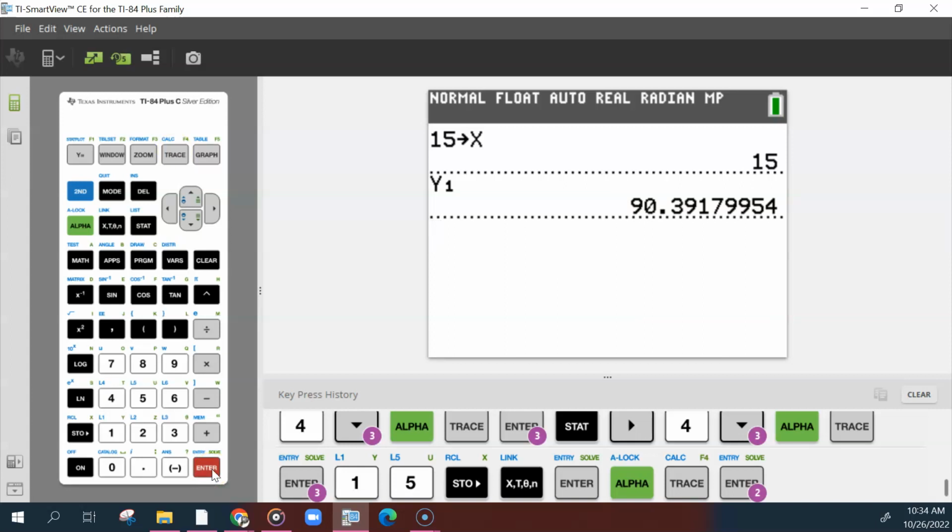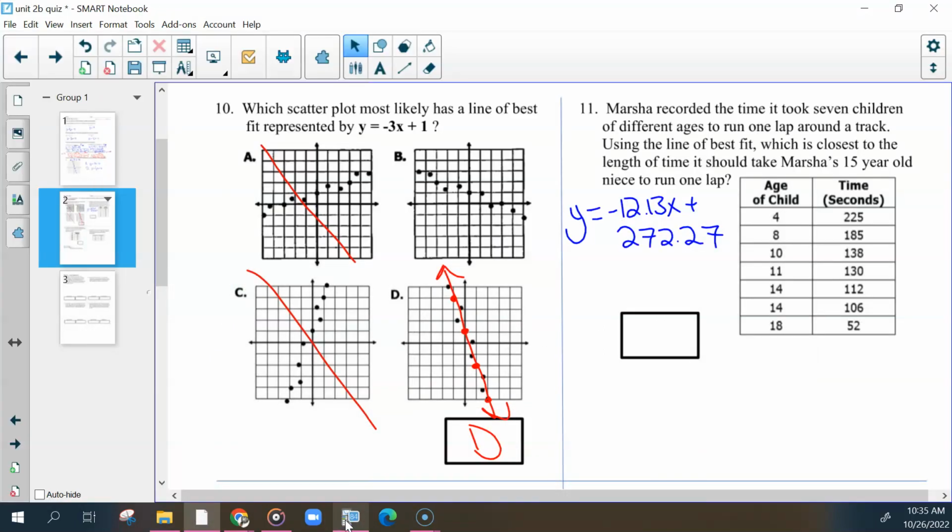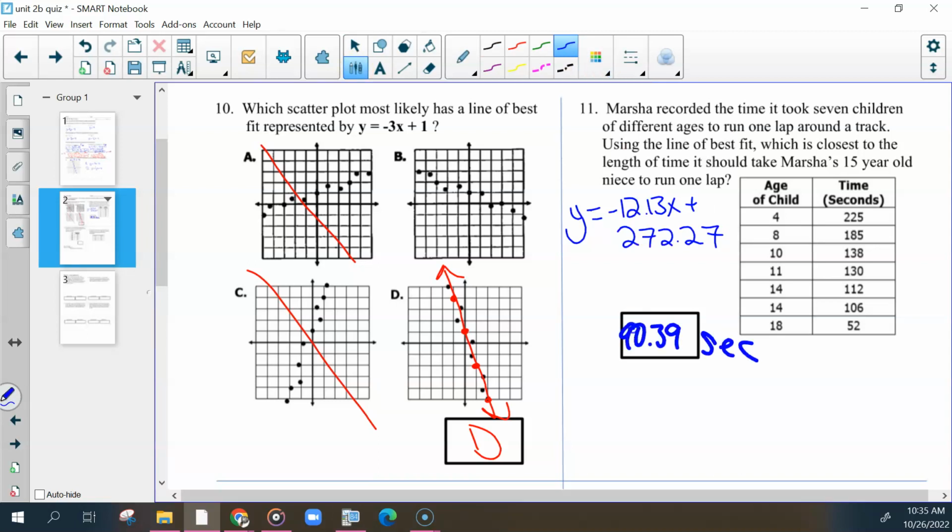And then again, some of you rounded, which was fine to some extent. 90.39 was fine, 90.4 was fine, 91 was too much. Or 90 was too much. You need to have some of the decimals. You also need to label what we're looking for. So be specific.